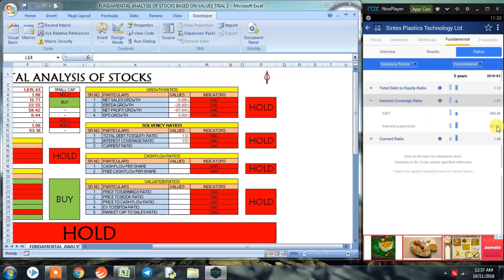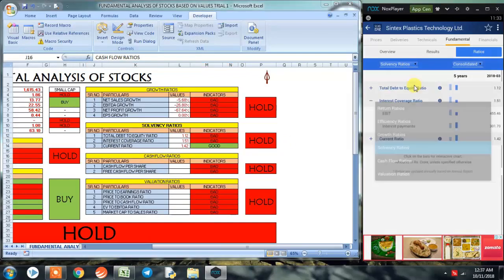Now when we click on 1.51, we get to know that the earnings before income tax is 455.46 crores and it has decreased in comparison to the previous year, and the interest that the company is paying is 301.7 crores and it has increased in comparison to the previous year. The current ratio of the company is 1.42. So overall solvency ratio has not given us a signal to buy this stock at this point of time.